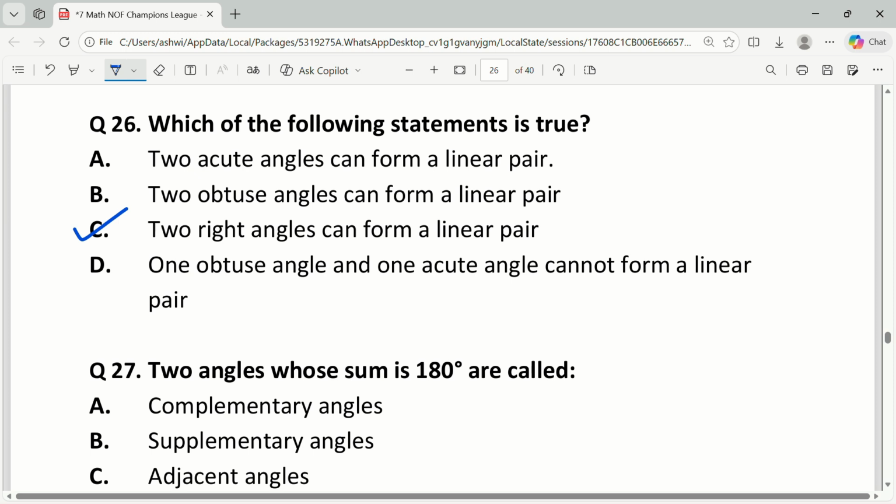A linear pair consists of two adjacent angles whose non-common sides form a straight line, meaning their sum is 180 degrees. Two acute angles sum to less than 180 degrees. Two obtuse angles sum to more than 180 degrees. Two right angles, each measuring 90 degrees, sum to 180 degrees. An obtuse angle greater than 90 and an acute angle less than 90 degrees can sum to 180 degrees. So, statement D is false.